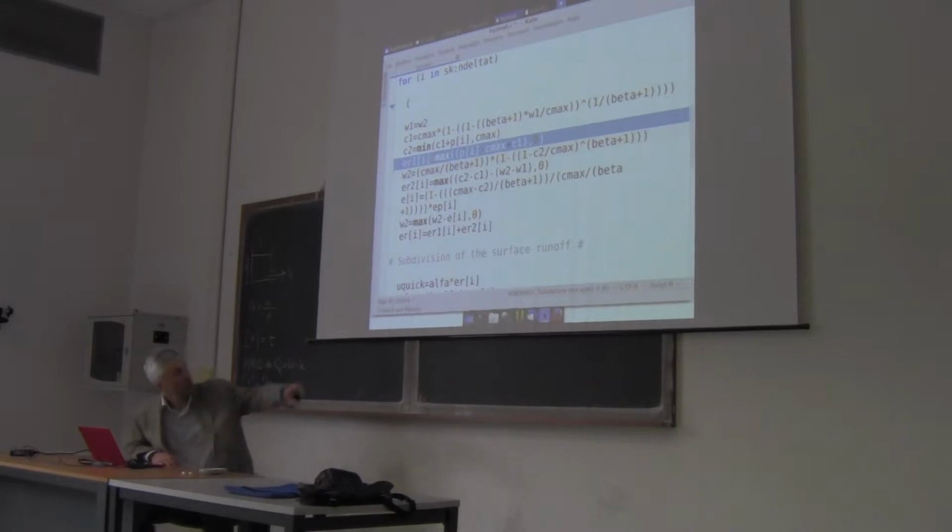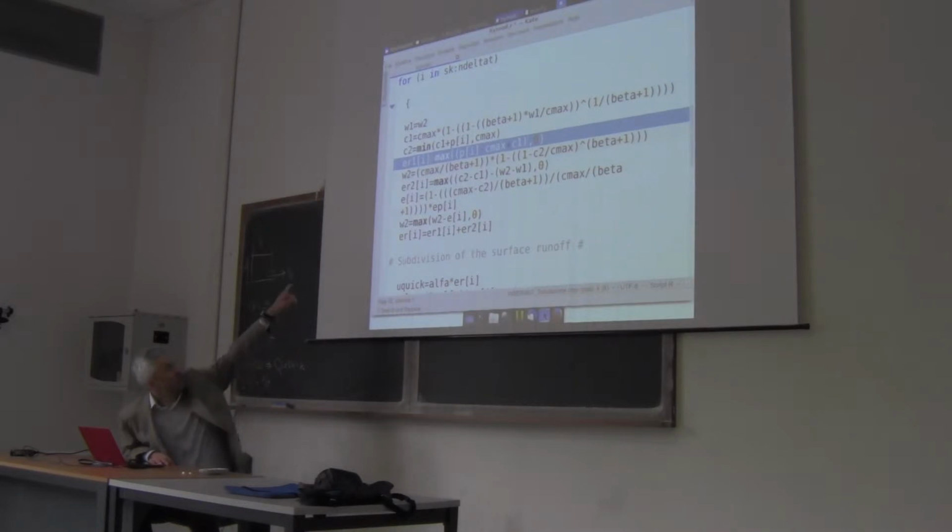Okay, what is C1 plus P minus C max? C1 plus P is C2. I could have written there C2. No, not C2, because C2 has an upper limit, sorry. C1 plus P is just C1 plus rainfall, and this can be greater than C max.